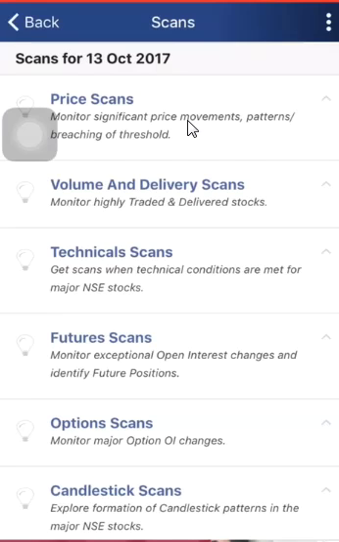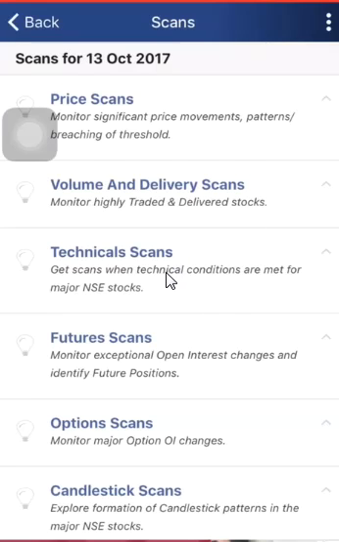So friends, here are the different types of scans which are available. First is the price scans, which monitor significant price movements and patterns, and which have breached threshold values, like the 52 week low breached or 52 week high breached, or the weekly levels have been crossed, from below or from above. So these are the things which are mentioned in the price scans. Okay, then next comes the volume and delivery scans. In the volume and delivery scans, what they see is how much stock has been traded and whether there is a huge increase in the volume and the delivery of a particular stock. Then there comes the technical scan.